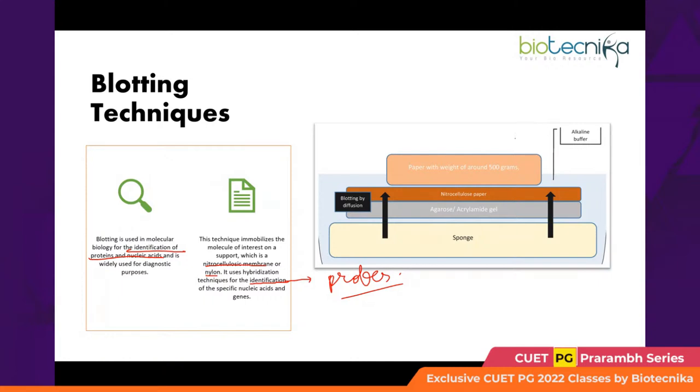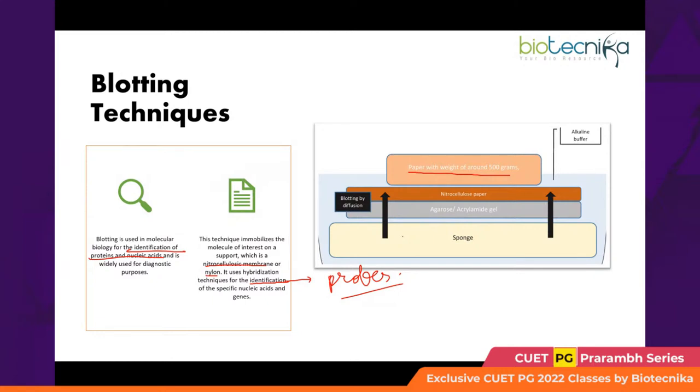This is how the blotting assembly looks. Whether you have a polyacrylamide gel or an agarose gel, it will be kept on a sponge which is dipped in an electrophoresis buffer. By the process of diffusion and capillary action, the electrophoresis buffer will move to the top, because on the top we will be keeping a stack of tissue papers with some weight.